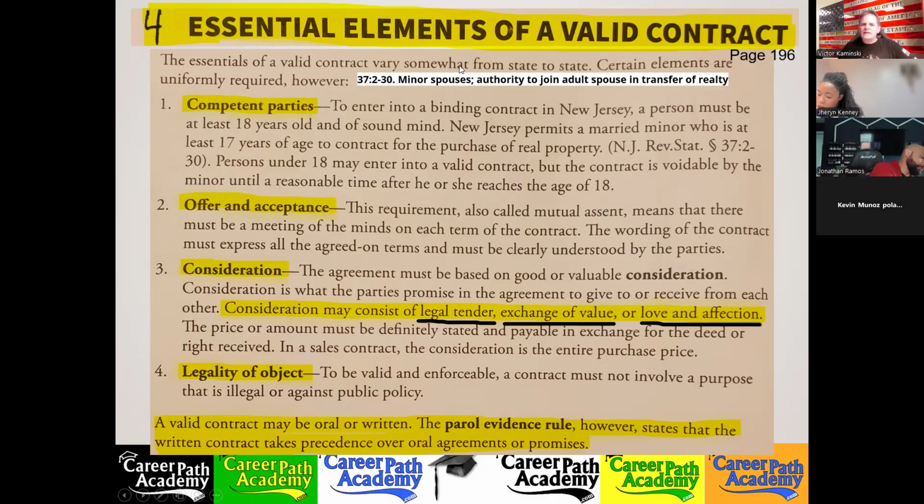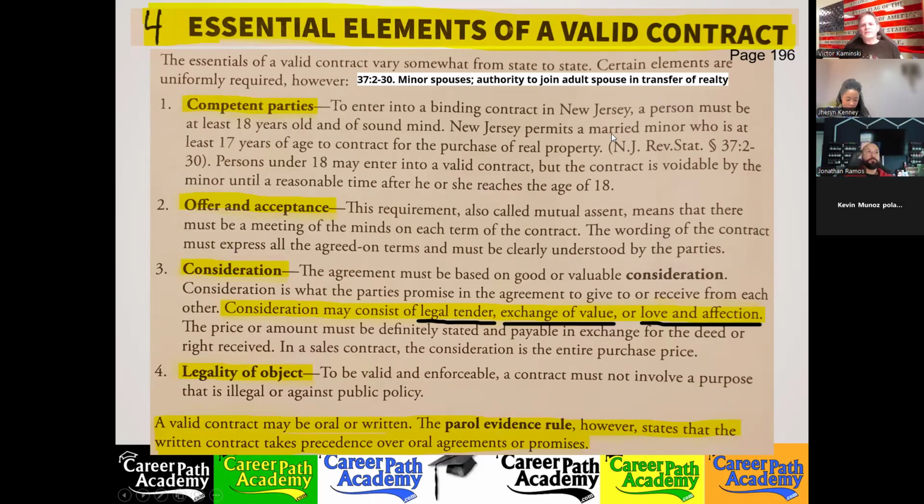So the essential elements of a valid contract vary somewhat from state to state, and certain elements are uniformly required. However, competent parties: what is a competent party? Well, in order to enter into a legally binding contract, you've got to be of legal age and sound mind. You can't be drunk or high at the time. You're not a competent party if you're underage, drunk, or high, or not of sound mind. You can't enter into a legally binding contract that's enforceable in a court of law against somebody who's not, right?